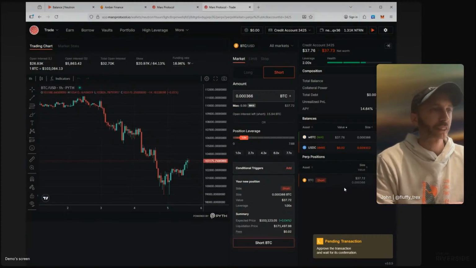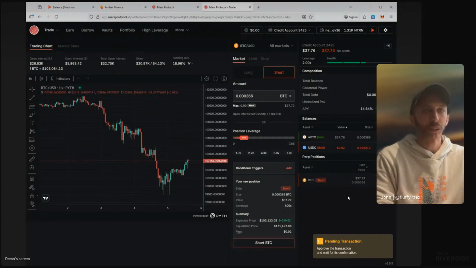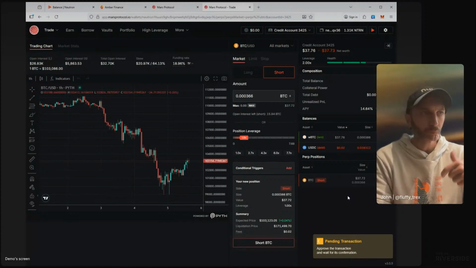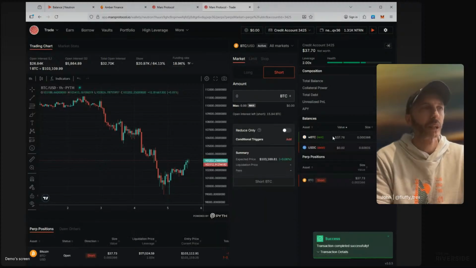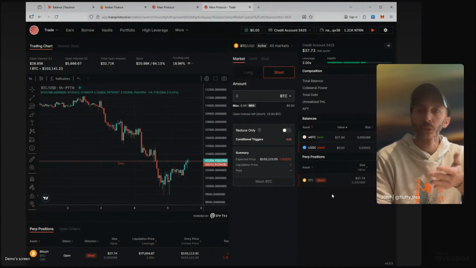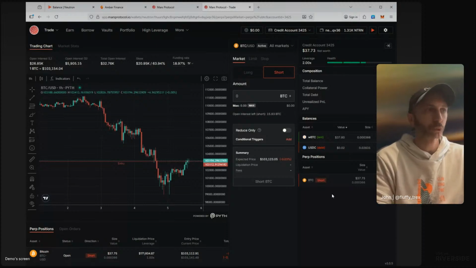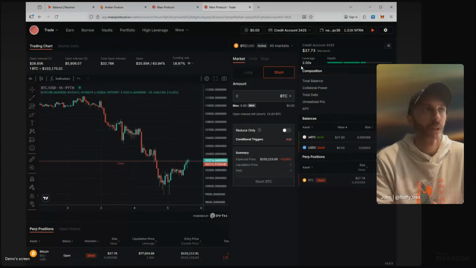Okay, so while that transaction is going through, the result of this will be what we were talking about previously. I am 1x long Bitcoin, and I'm also 1x short Bitcoin. My long exposure is by holding this spot asset, wBTC, and my short exposure is by shorting on perpetuals. So I'm no longer market exposed to the price of Bitcoin. Bitcoin can go up 2x right now, or it can go down 50%. I won't care. I will have the same $37.73 that I started with.